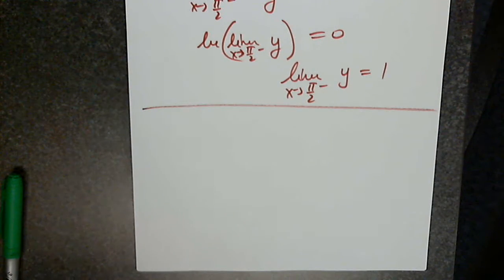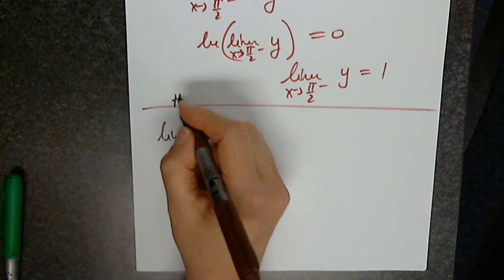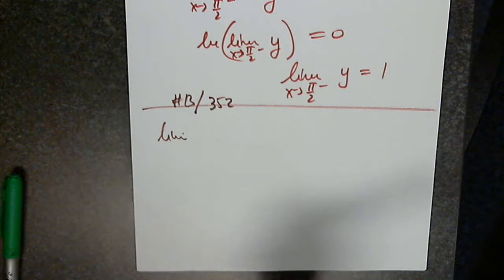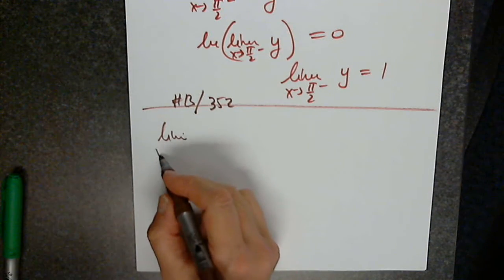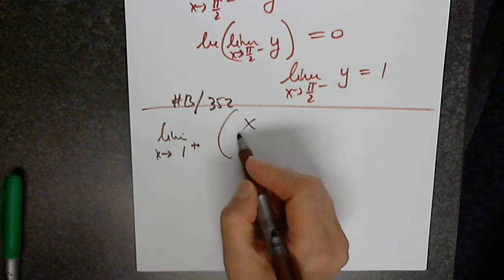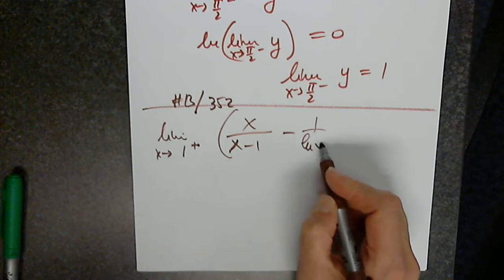Okay, let's do 13. This is 13 on page 352. The previous one was 14 on the same page. So the limit as x approaches, I think it's 1, isn't it? 1 from the right? Right. Perfect.